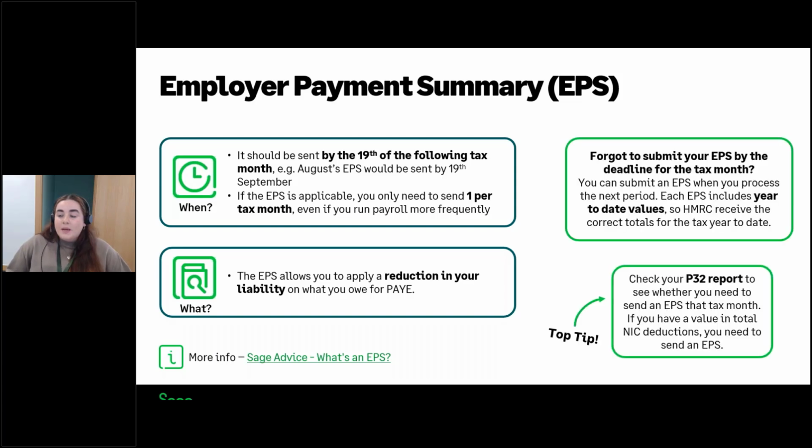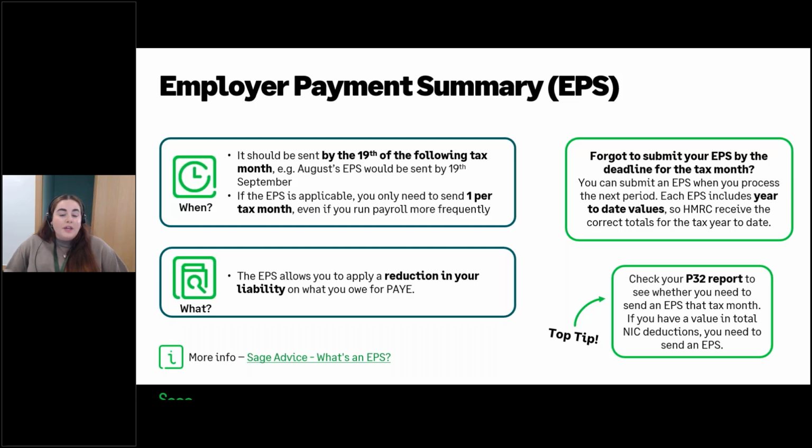And a little top tip as well, if you do forget to submit your EPS by the deadline, so by the 19th of the following tax month, you can submit an EPS when you process the next period. So each EPS includes year-to-date values, so HMRC will receive the totals for the whole tax year so far, even if you have missed a certain period.